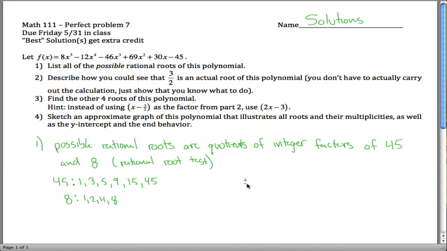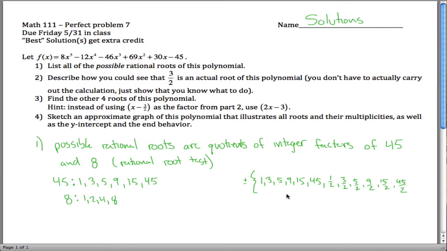Can I do that? I don't want to write plus or minus over and over again. So I'm going to say plus or minus is probably bad notation. 1, 3, 5, 9, 15, 45. So that's all of these numbers divided by 1. And then I want all these numbers divided by 2. So 1 half, 3 halves, 5 halves, 9 halves, 15 halves, and 45 halves.